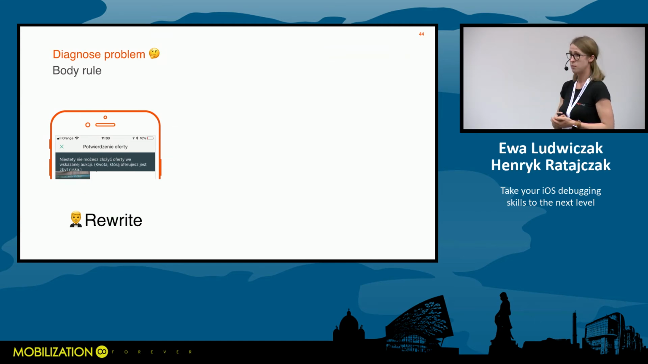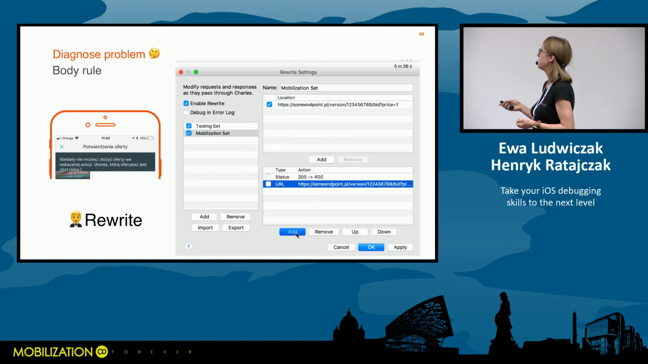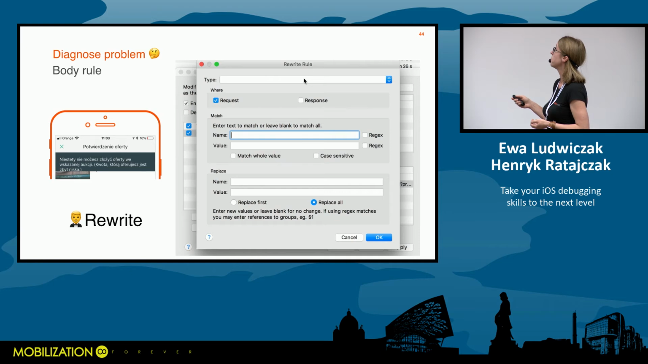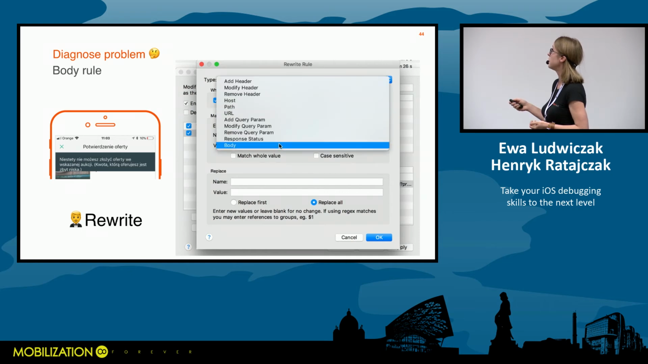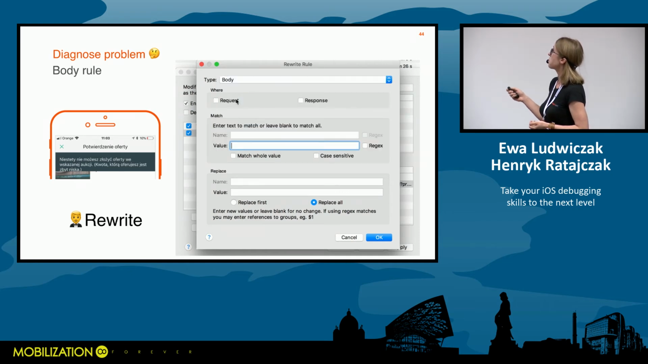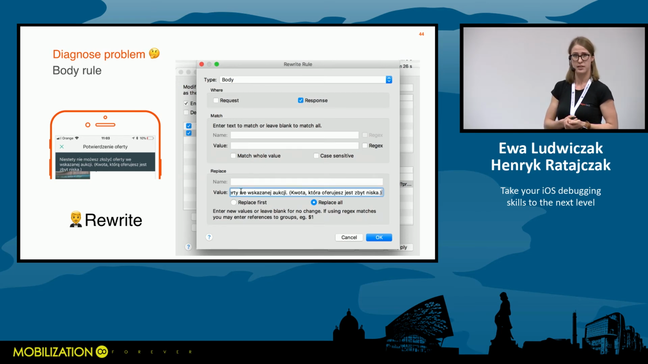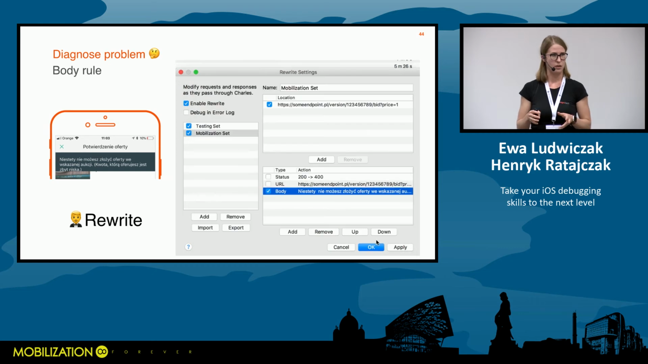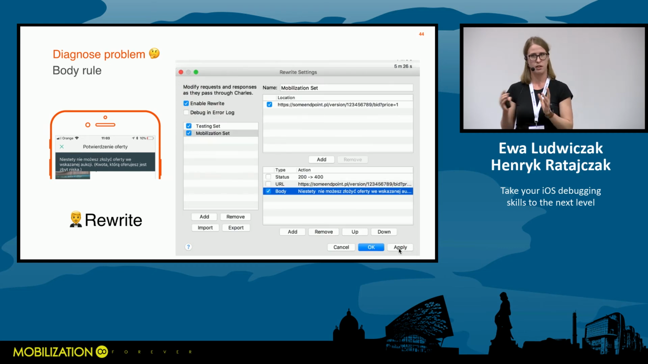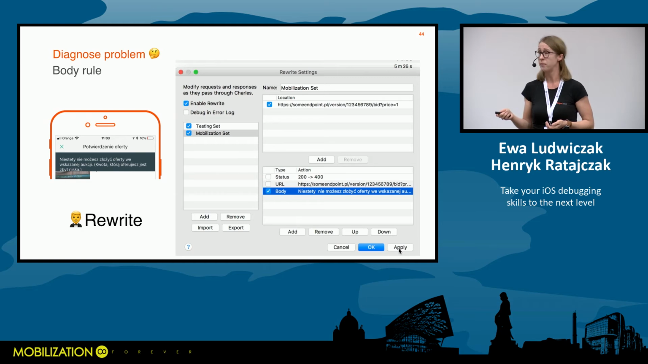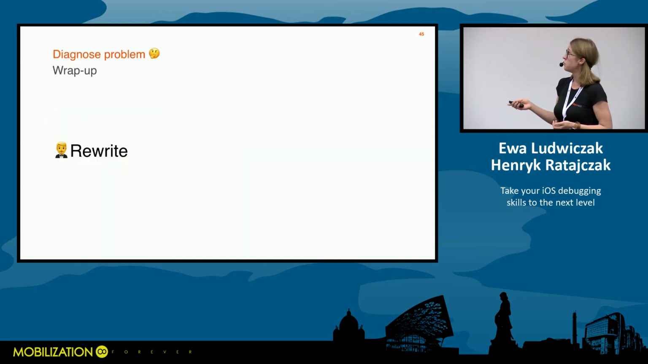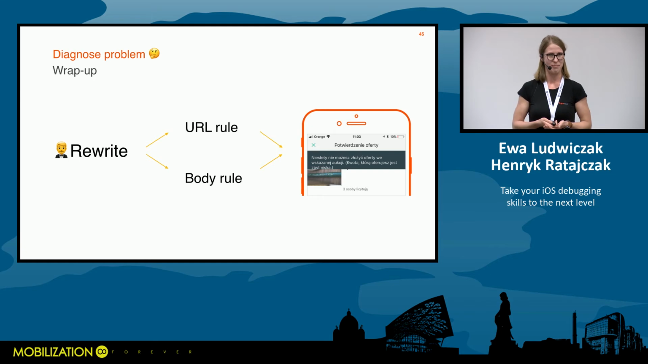The second one is a body rule. So this time, I will choose a different type of rule. I will choose body. And this time, I don't want to stop requests, but the response. And again, I'm pasting a value that I'm expecting to get. This time, I'm pasting the entire error structure that I'm expecting to get with a long error message that, again, will help me to reproduce this scenario. So the Rewrite tool, using different rules, helped me to reproduce my problem.